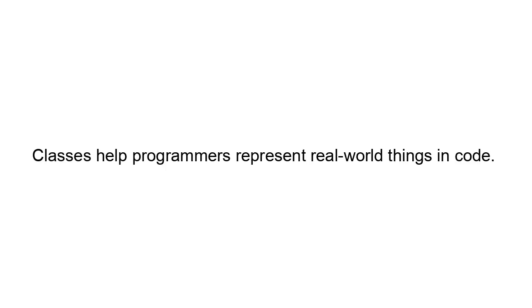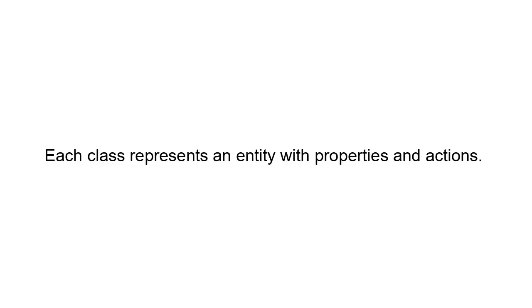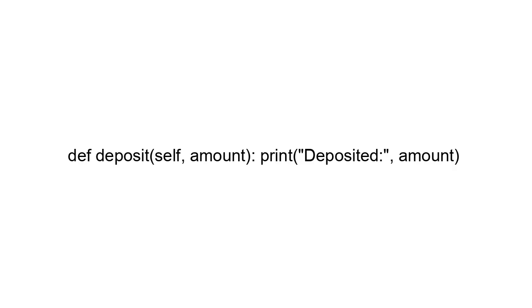Benefit 3. Modeling real-world objects. Classes help programmers represent real-world things in code. Examples of classes: car, bank account, user, product, student. Each class represents an entity with properties and actions. Example: class BankAccount, def deposit, self, amount, print deposited, amount. This models a real bank account.